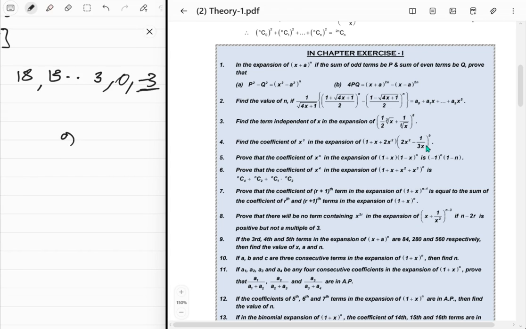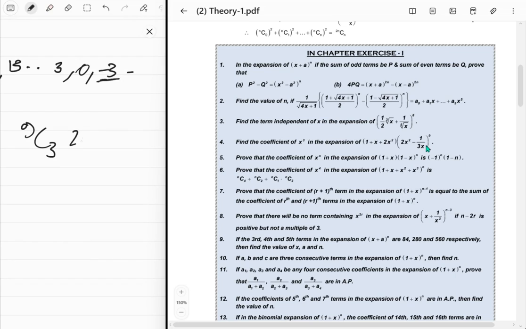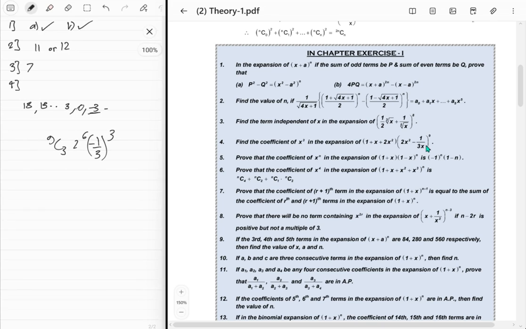Well, that will be nC3, 2 power 6, and then you've got negative 1 upon 3, power 3. This is the coefficient, and then you get x power 3 automatically. So that should do it, right? As you go on, your powers decrease by 3 because you get rid of this x squared every step and you put 1 upon x. So basically, you're just dividing by x cube, right? For the x power, not talking about the coefficients. So this is the coefficient of the x cube term in this expansion.